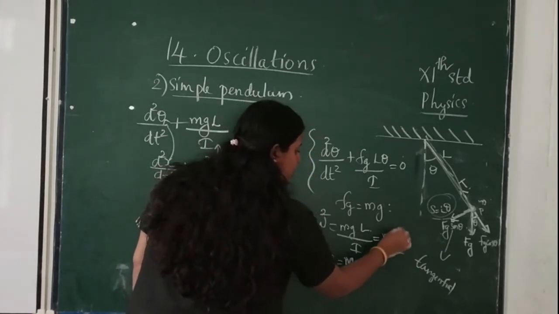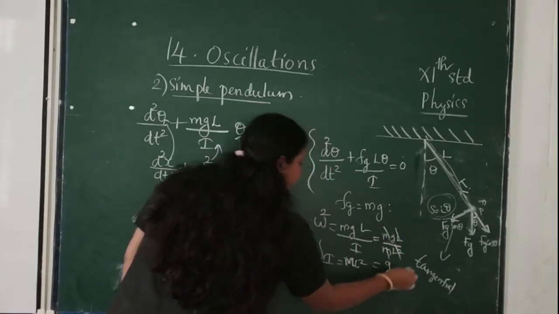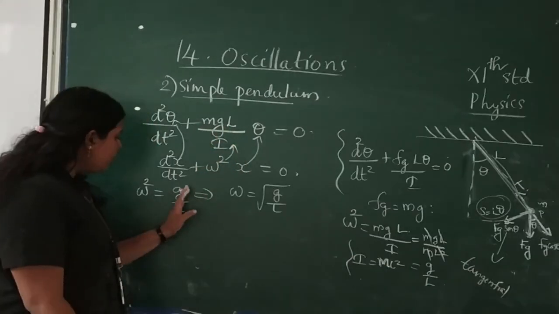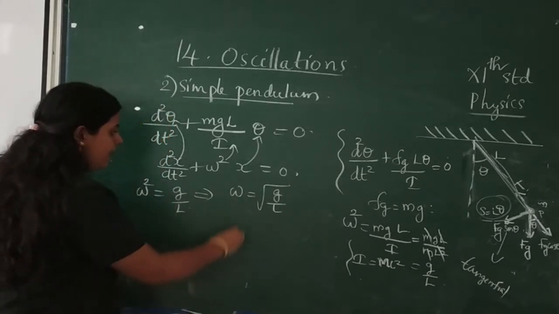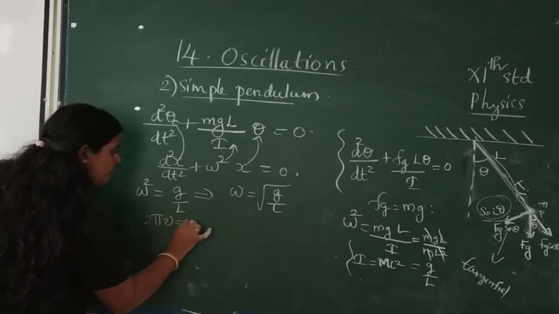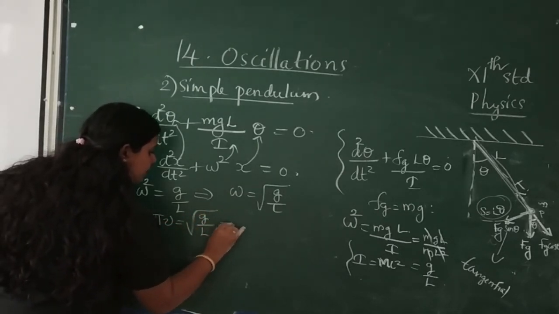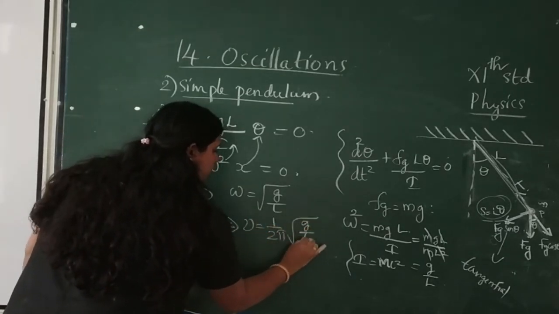On substituting m L square, the L and m cancel. So the result is g by L. Omega square is equal to g by L, which implies that omega equals root of g by L. And we know this expression omega equals 2 pi nu. So 2 pi nu is equal to root of g by L, or from this we can write nu is equal to 1 by 2 pi root of g by L.